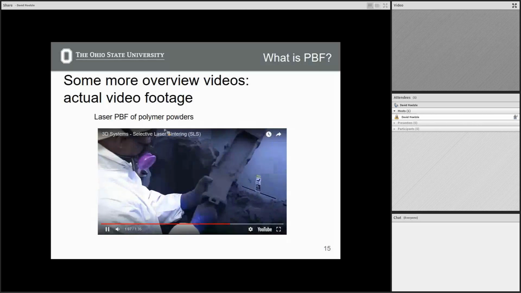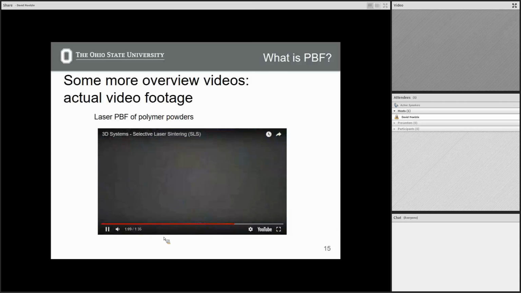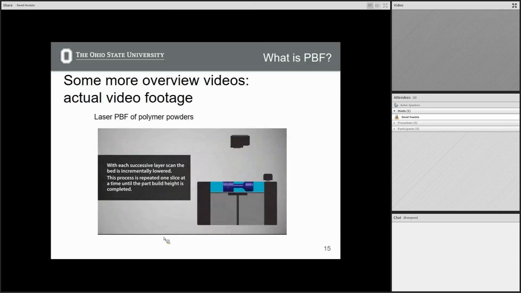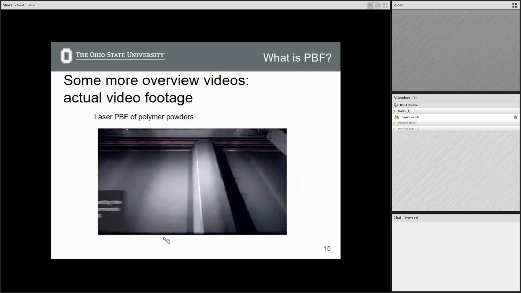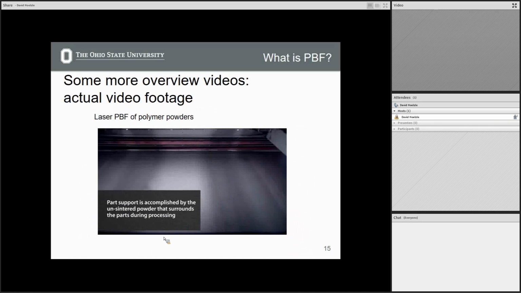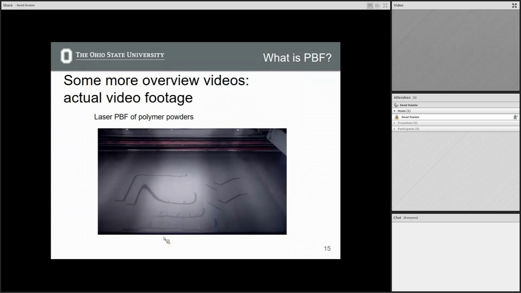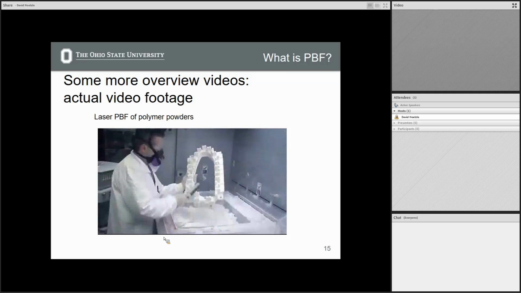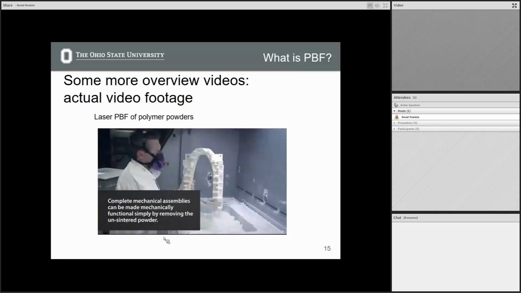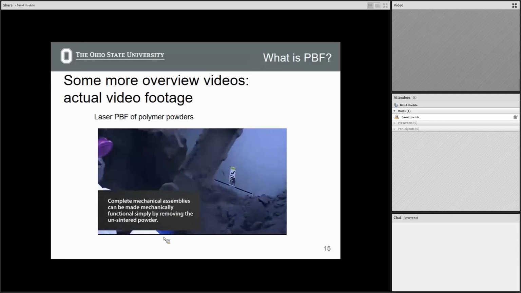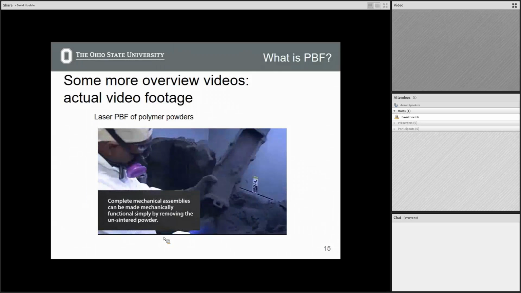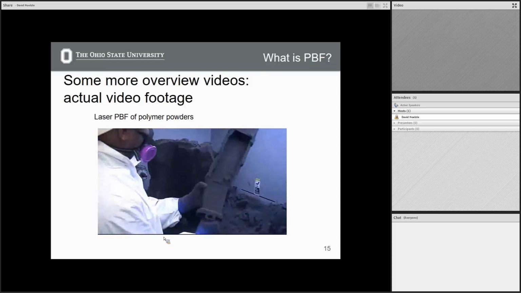Let me go back just a little bit. The other thing I want to show you here is that you get this very characteristic spark from the metal processes. Here you basically don't even see anything. You see it just darken, going from powdered polymer to fused polymer. But there's not this incredibly violent event of a spark happening. That's because polymers are very different than metals, but also the laser intensities are just not that high in comparison. This is showing after the part is made.